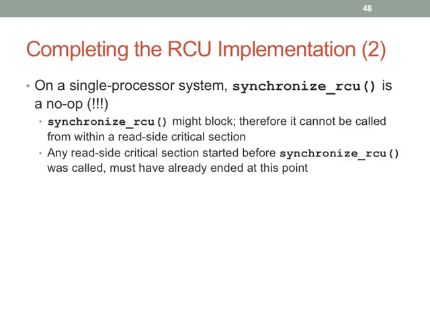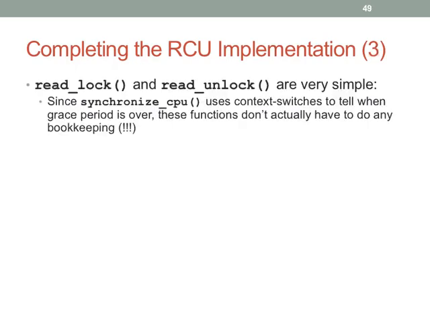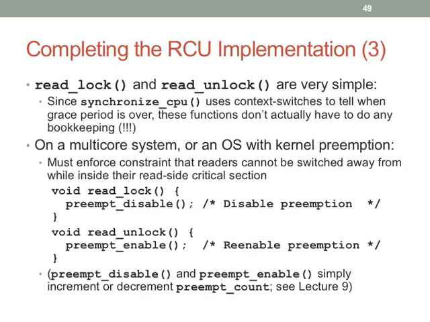Okay. So there we go. That's the argument there. I'm going to rush. Read lock and read unlock. Well, on a multi-core system, they have to disable and re-enable preemption. Because remember, you can't switch away from the read-side critical section. So if the kernel supports preemption, you turn that off.